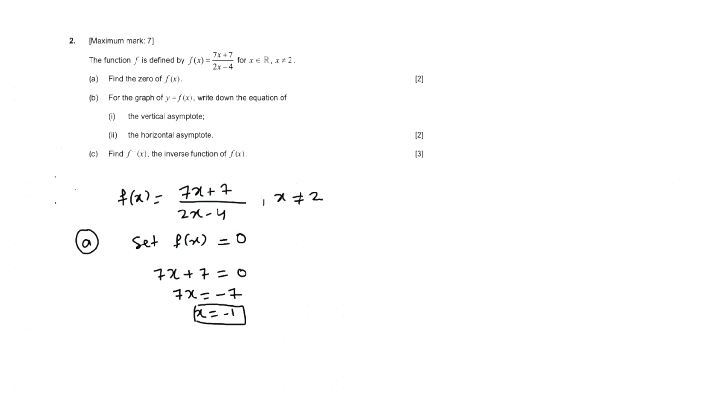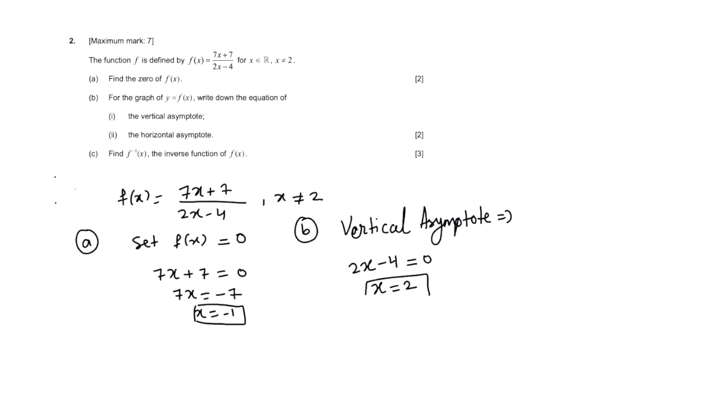For part B, we need to find the asymptotes of the given function y = f(x). Let's find the vertical asymptote first. The vertical asymptote occurs where the denominator becomes 0. That's where the function is undefined. So we can say the denominator equals 0. So 2x - 4 = 0. When you solve this, it will give you x = 2. So the vertical asymptote is x = 2.